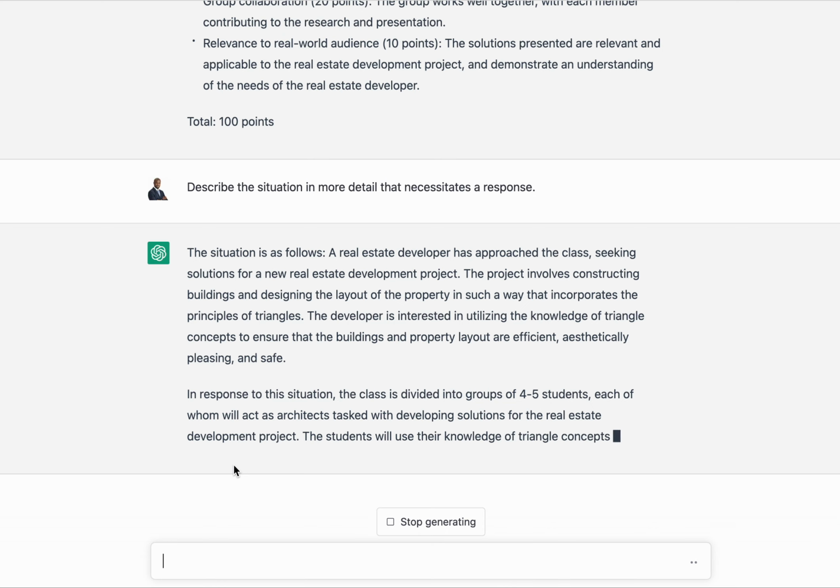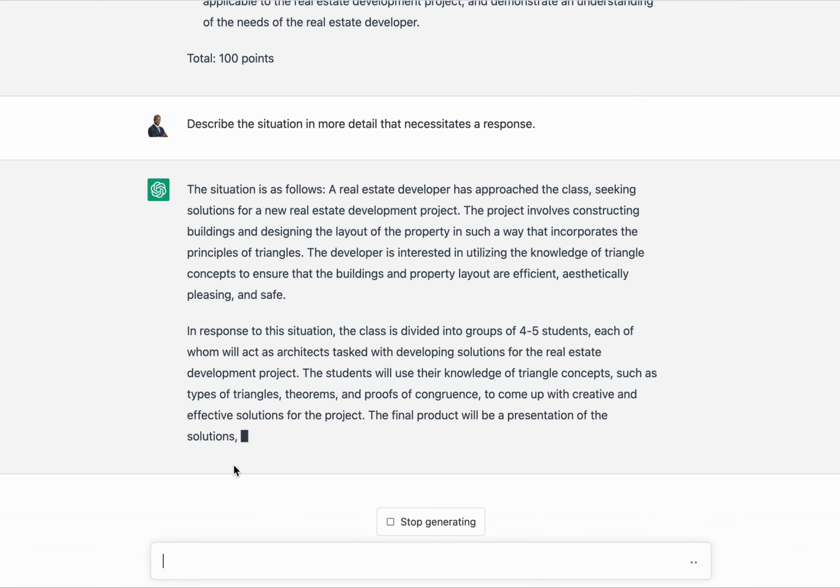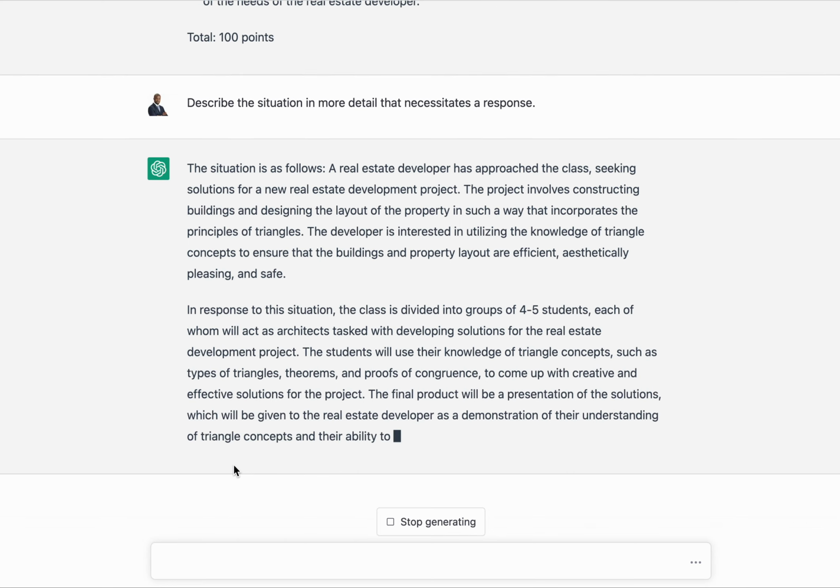Okay, so now you see it's understanding what I'm asking for. So what a lovely little project we're getting now. A real estate developer has approached a class seeking solutions for a new real estate development project. The project involves constructing buildings and designing the layout of the property in such a way that incorporates the principles of triangles. The developer is interested in utilizing the knowledge of triangle concepts to ensure that the building and property layout are efficient, aesthetically pleasing, and safe. So the final product will be a presentation of the solutions, which will be given to the real estate developer as a demonstration of their understanding of triangle concepts and the ability to apply them to the real world.